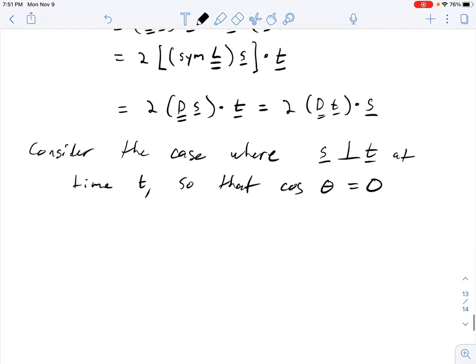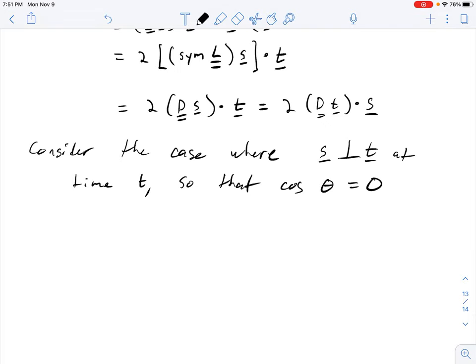Well, all right, then for S and T, materially convecting tangent vectors that are perpendicular at time t, this is saying what the velocity gradient, or the symmetric part of it, is doing to right angles, you know, how it's smooshing them. Technical term.